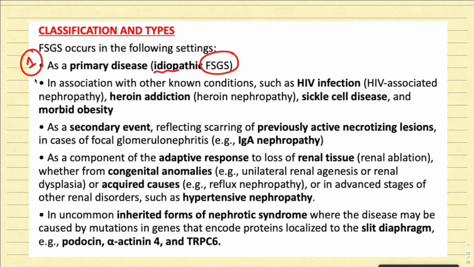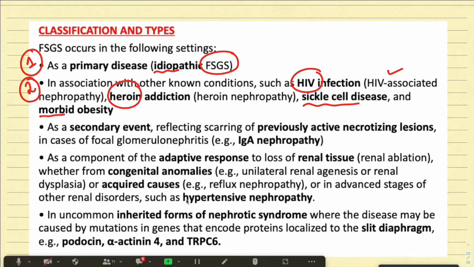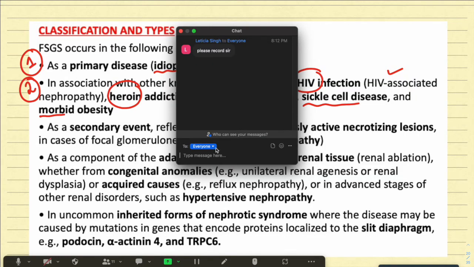Okay. In association with other conditions, it can occur. For example, it can occur in association with HIV, wherein we call it as HIV associated nephropathy, or with heroin addiction, or secondary to sickle cell disease. And for example, it might occur in case of morbid obese persons as well.